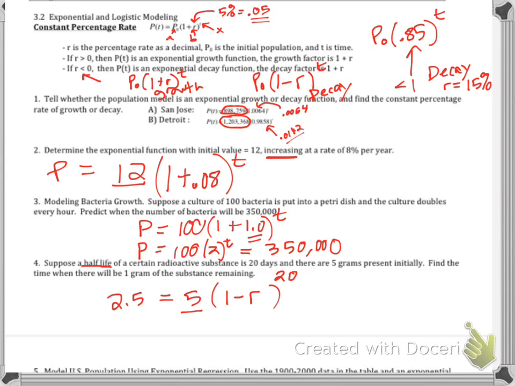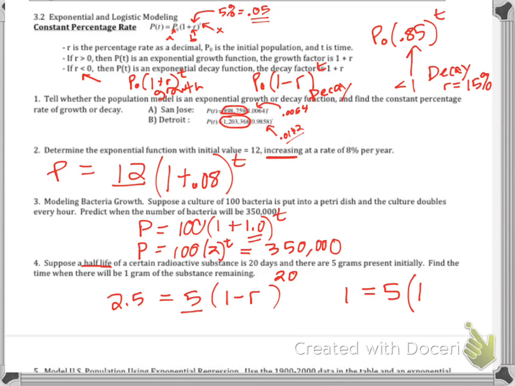One of the things we have to find out is, if I just put in everything that I know, the half-life setup, and the 20 days it takes to get there, I'm going to be able to solve for R, but I have to get that R back into another equation to find out how long until I have 1.